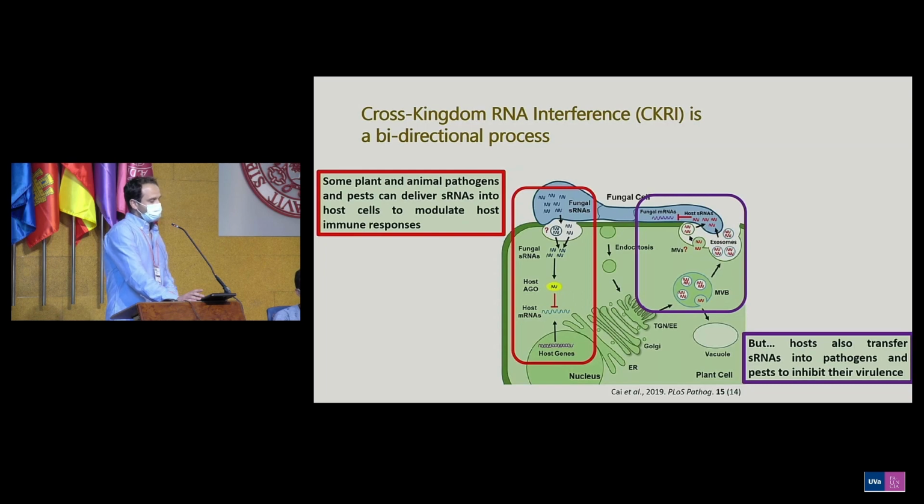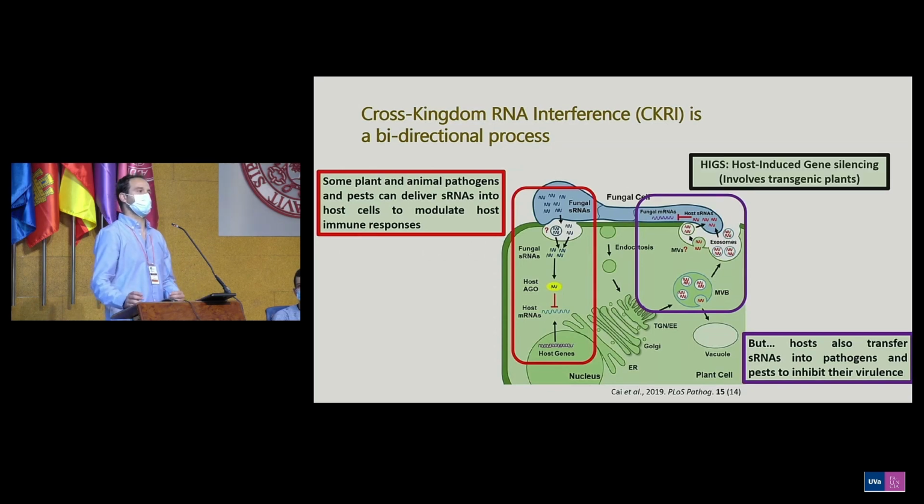So in here we can see an opportunity to control the fungal disease, because we can create plants that can specifically express small interfering RNAs against fungus. And this technique is called HIGS, host-induced gene silencing. But the problem of this is that it involves transgenic plants, so we cannot bring this technique to our forests, right? So how can we overcome the transgenic plants?